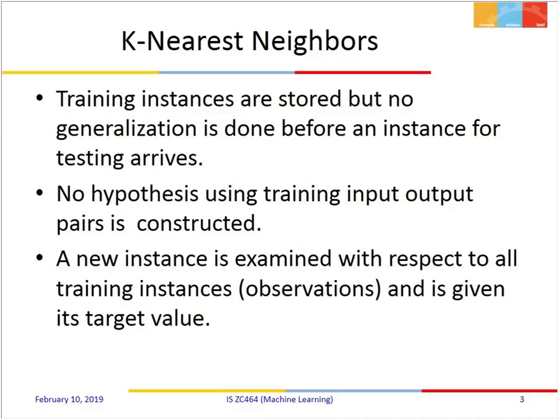So here no hypothesis using training input and output pair is constructed. There is no hypothesis constructed, there is no error surface constructed, there is no parameter tuning required. We do not have any requirement of obtaining some kinds of weights. Here the new instance is examined with respect to all training instances or observations and is given its target value. The target value is nothing but the label of the class.